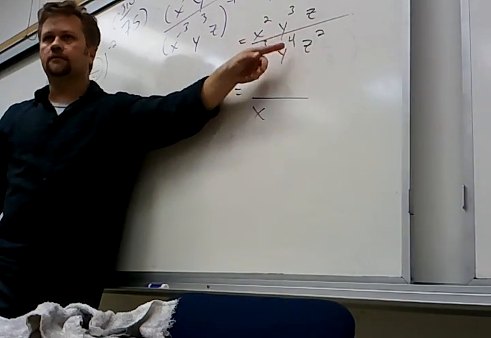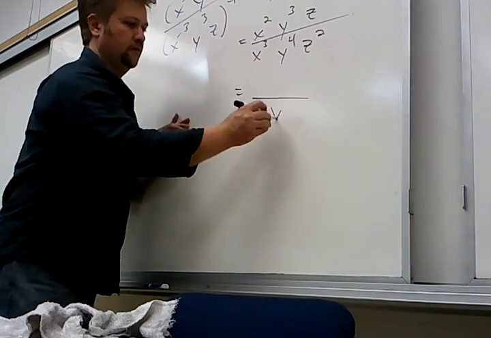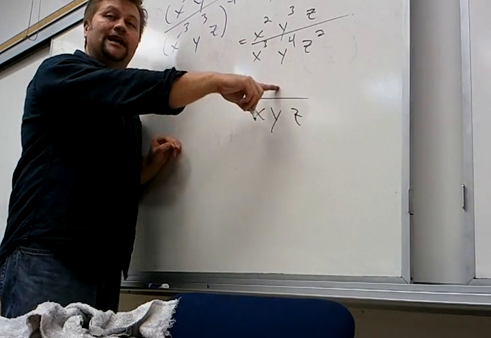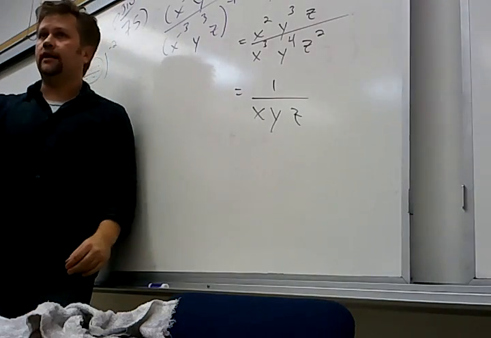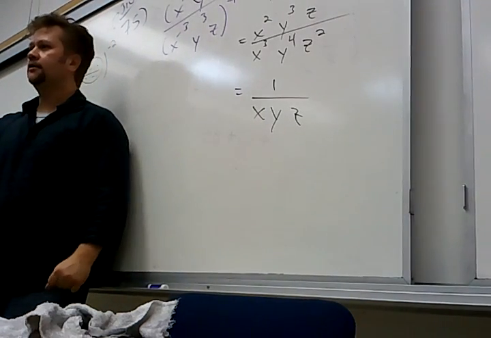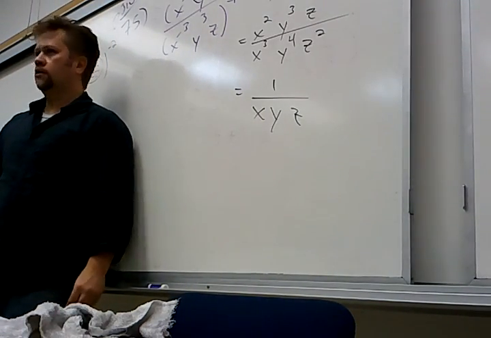How many y's are left? 1. Where? Bottom. On the bottom. How many z's are left? 1 on the bottom. So what's left on the top? 1. Because everything else canceled out. Not 0. 1.